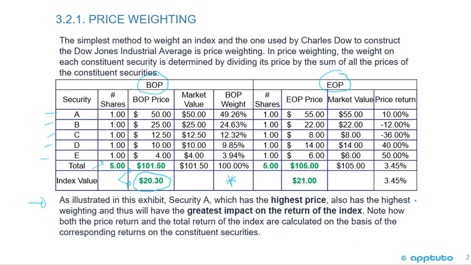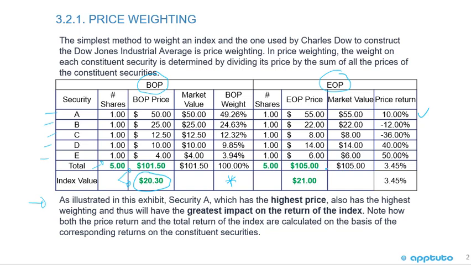Here we have our ending period prices, so we can see that the price return on A was 10%. It was up from 50 to 55. On security B, ending period price is 22, a negative price return of 12%. Security C, ending period price of 8, so that's a negative return of 36%. And then D, ending period price of 14, that's a 40% return. And finally E, end of period price 6, 50% return.